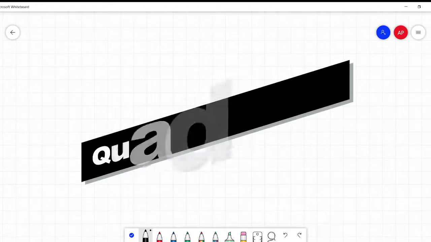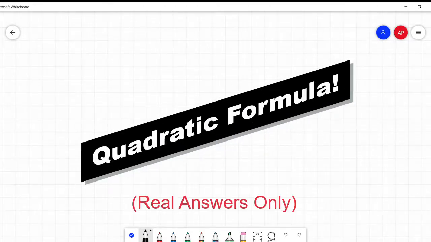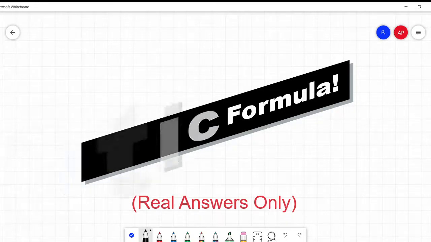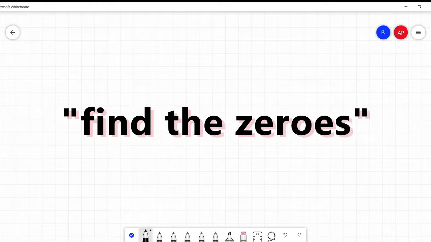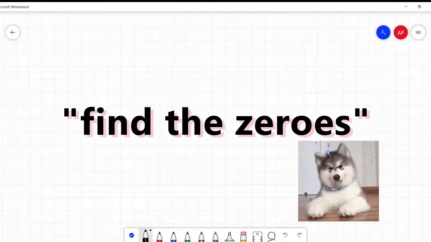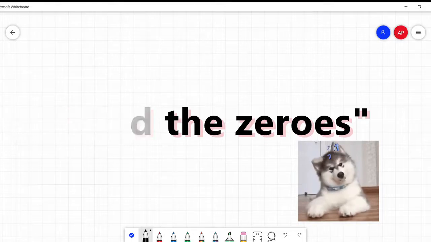Today is about the quadratic formula. Now, quadratic formula is something we use when we are trying to find the zeros of a quadratic equation. Okay, if the term finding the zeros doesn't ring any bells, please go to the description below. There's a video on finding the zeros. I go in depth on this.